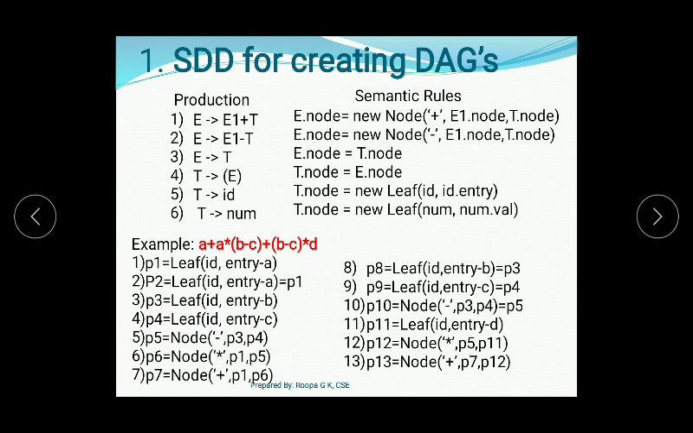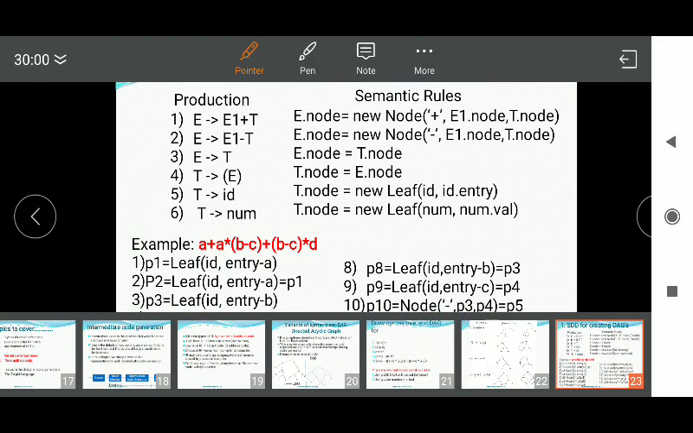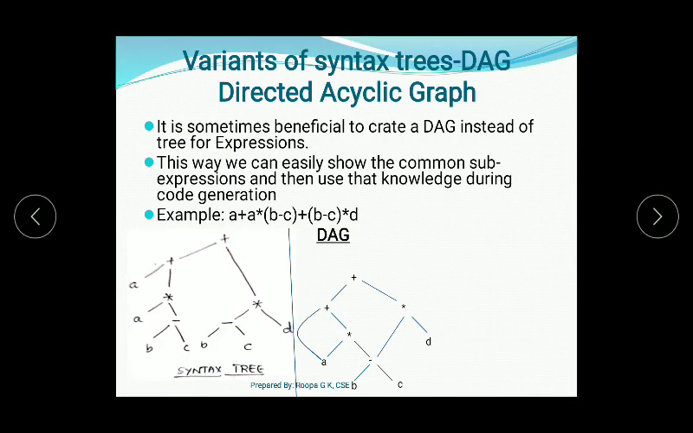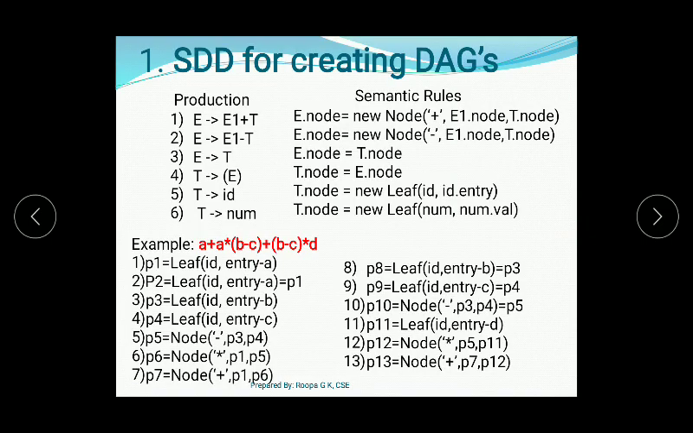After b minus c, we have to compute a star b minus c. So create a node with the star, P1 and P5. Why P1? Because a is P1. So P1 and P5. So a star b minus c is stored in P6. So after that what to do? This particular part we will finish now. So a plus: create a node with the plus, P1 and P6. So P7 means a plus a star b minus c. So the first half is completed. Second half, b minus c into d.